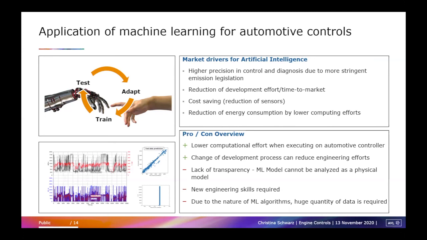However, drawbacks also need to be considered. First, a lack of transparency of machine-learned algorithms reduces the ability to analyze the model in detail, as is the case with a physical model. Second, new engineering skills are required. And third, due to the nature of machine learning algorithms, huge amounts of data are needed for training purposes.